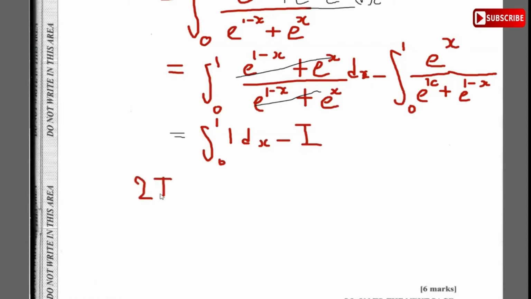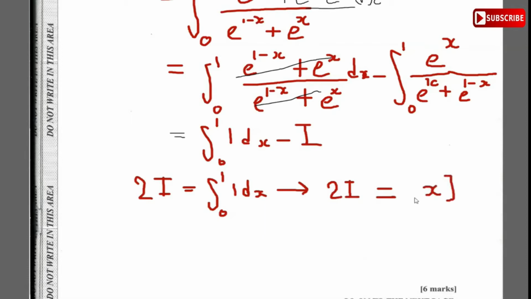2I is equal to the integral from 0 to 1 of 1 dx. So if 2I is equal to the integral from 0 to 1 of 1 dx, that implies that 2I is equal to, when we integrate 1, what you're getting is x. And that's going from 0 to 1. So when you work it out, you're going to get 2I is equal to 1.